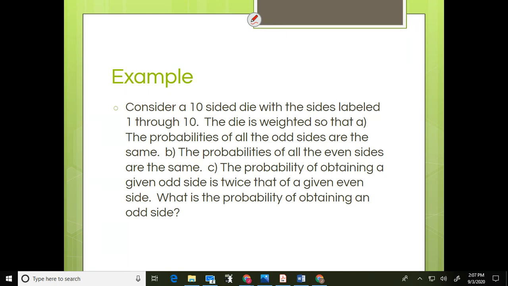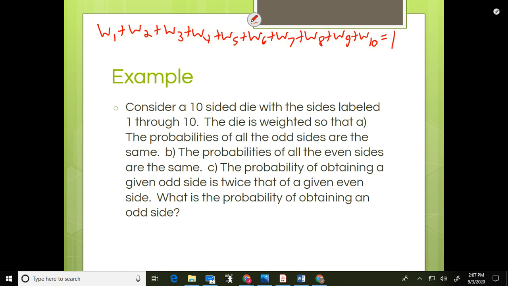So I have 10 sides, so I can just write W1 all the way up to W10. All those have to add to 1. All right? Same idea that we've used before. We want to just try to substitute so we get down to essentially 1 variable, because right now I have 10 variables.